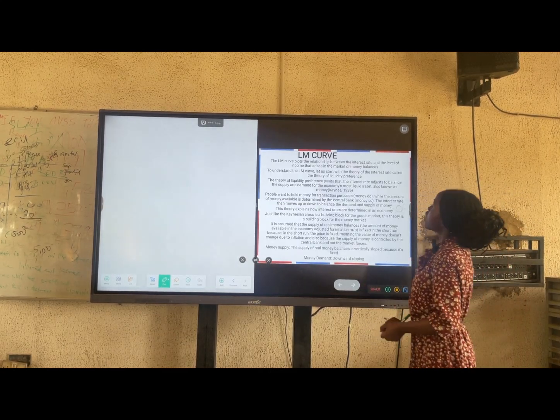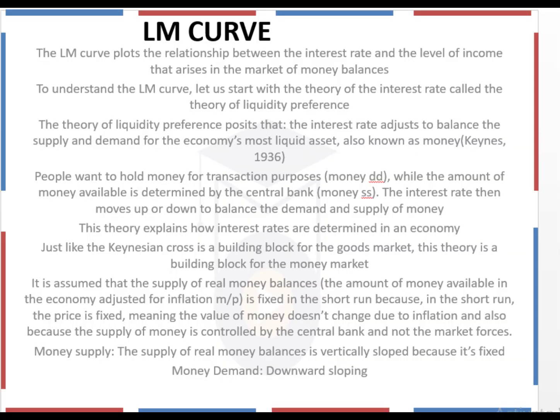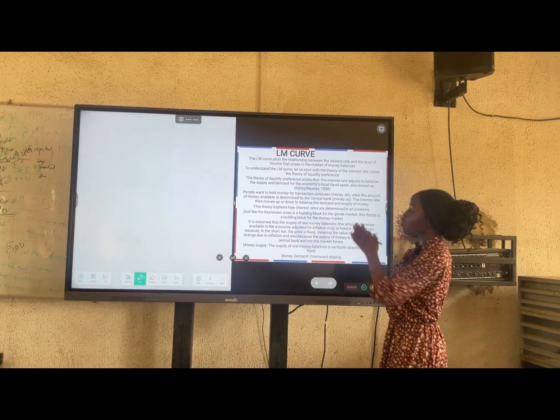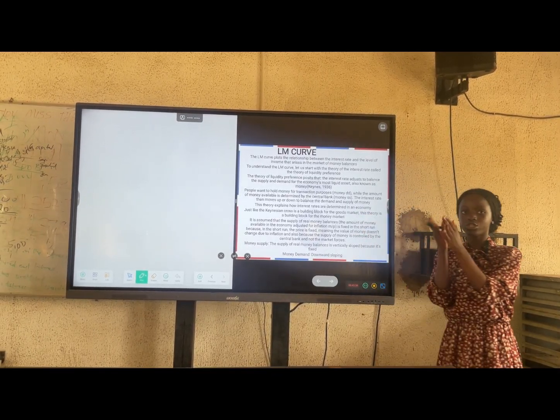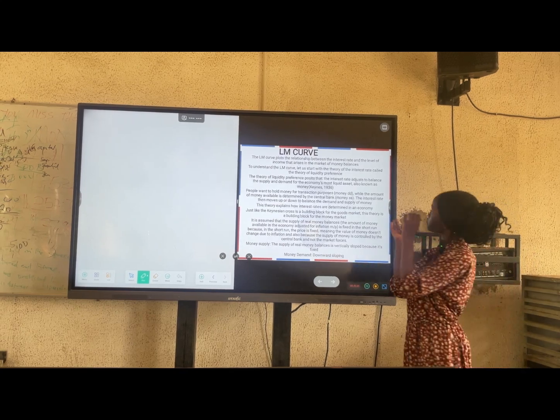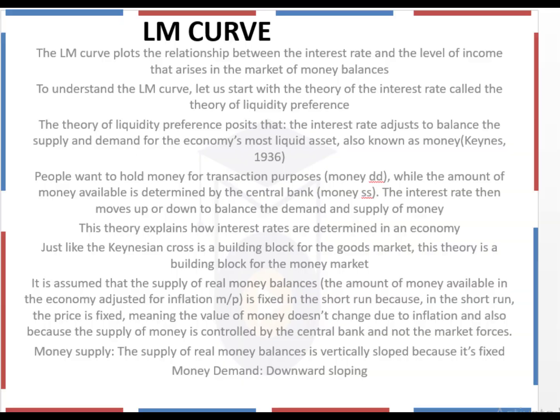So moving on, we're going to be looking at the LM curve. The LM curve plots the relationship between interest rates and the level of income. For the goods market, we said it looks at the relationship between interest rate and income. That's for the goods market. But the LM curve looks at the relationship between the interest rate and income that arises in the money market. But to understand the LM curve, we have to start with the theory of interest rate, which is called the theory of liquidity preference, which I've explained.